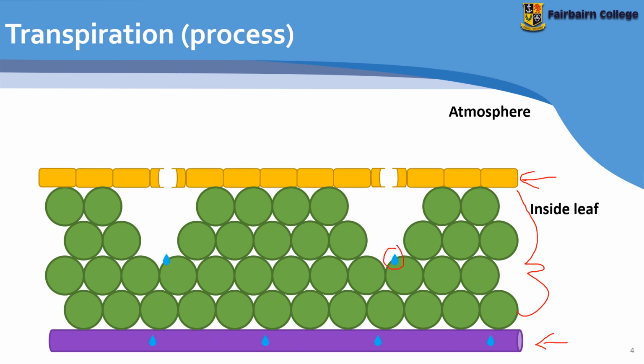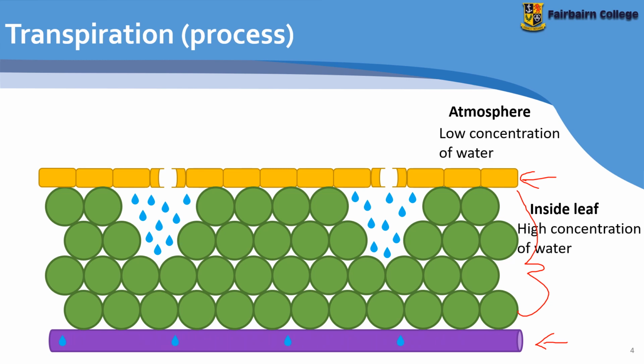So it's going to be taken up by the spongy mesophyll, and in fact so much water is going to get taken up by the spongy mesophyll that it becomes saturated with water. And this is going to cause some of that water to evaporate into the open spaces here, called the intercellular spaces. And now that a lot of the water has evaporated into the spaces, it causes a high concentration of water inside of the leaf, and a lower concentration outside of the leaf.